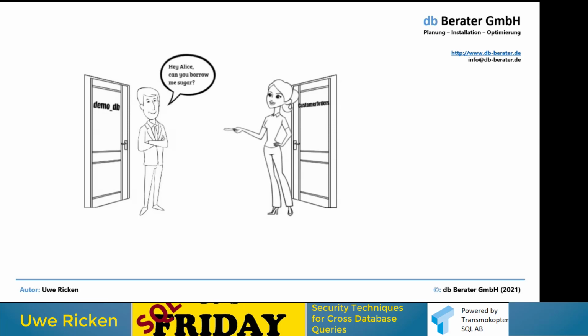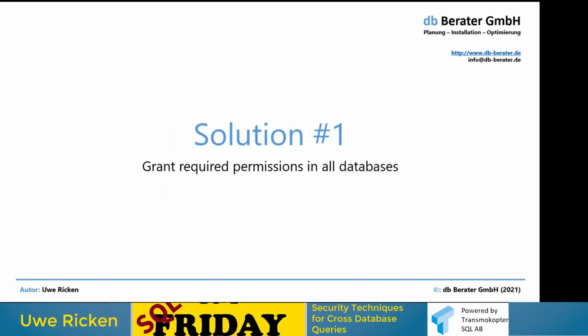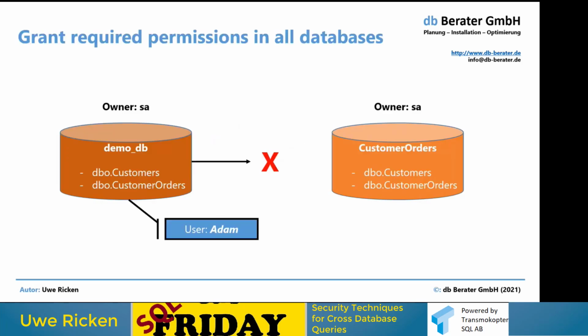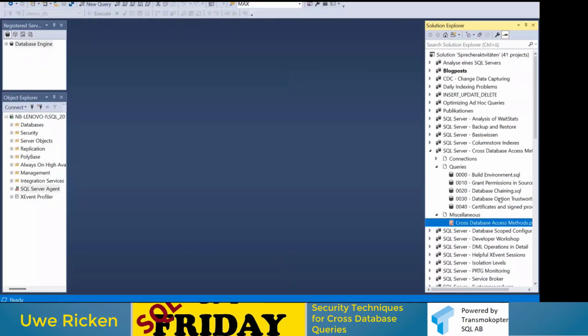In real life, you would definitely agree that you cannot go directly into Alice's apartment and say, come on, I take the sugar by myself out of your cupboard. Definitely not. So these are the ways you can handle this. Solution number one: you can grant required permissions in all databases. What does this mean? When we, as user Adam, try to access objects from another database, we need to have access to it. We need to gain access to Alice's apartment. That means we need to have a key for this. Let me show you how this will work.